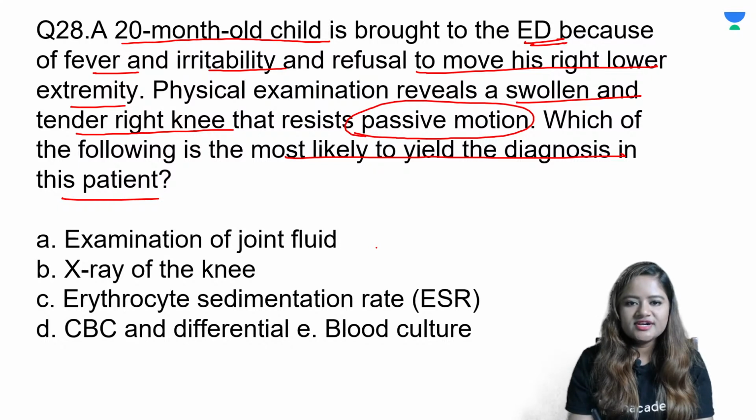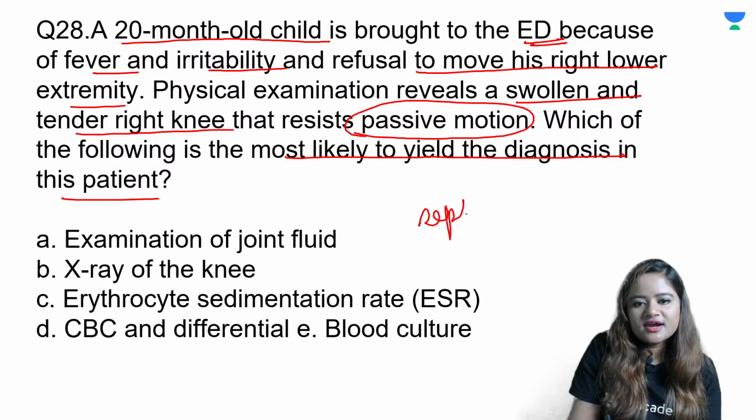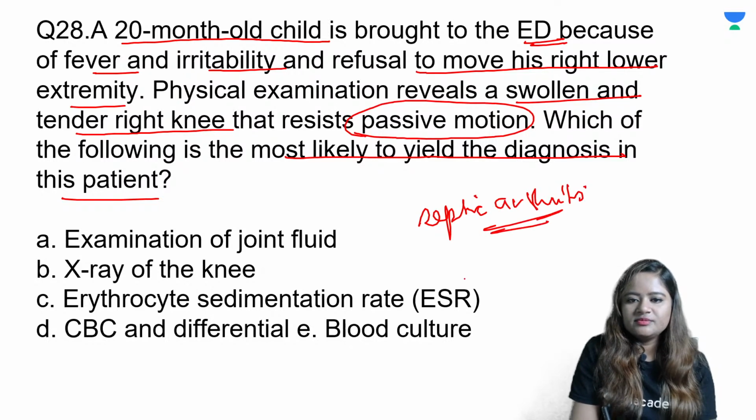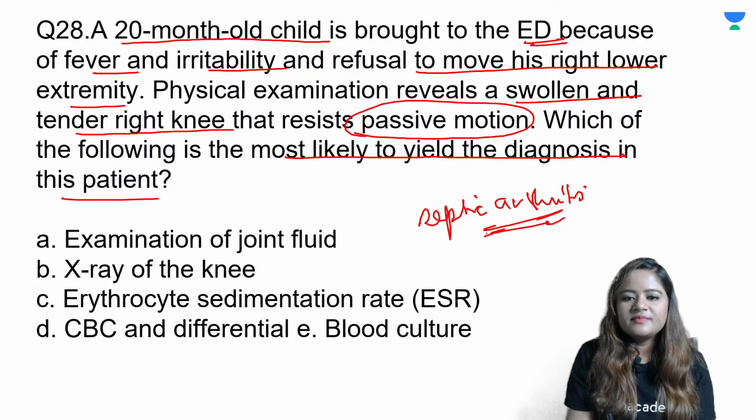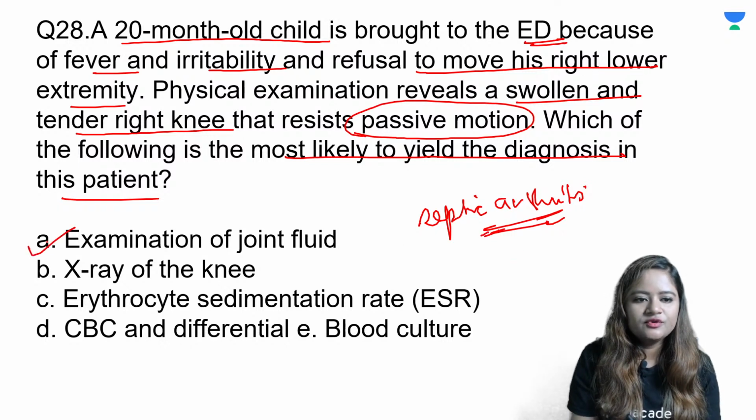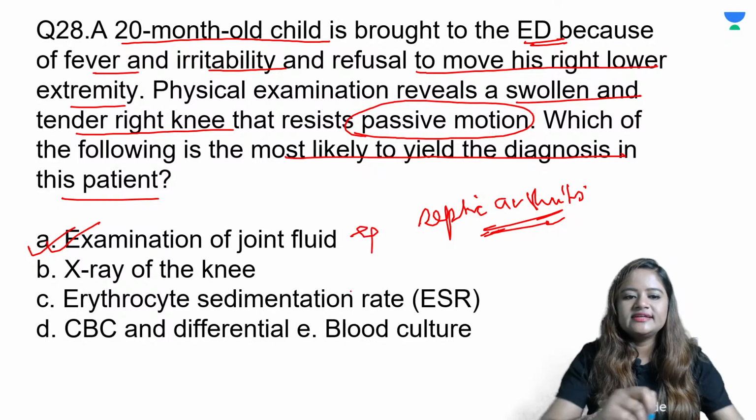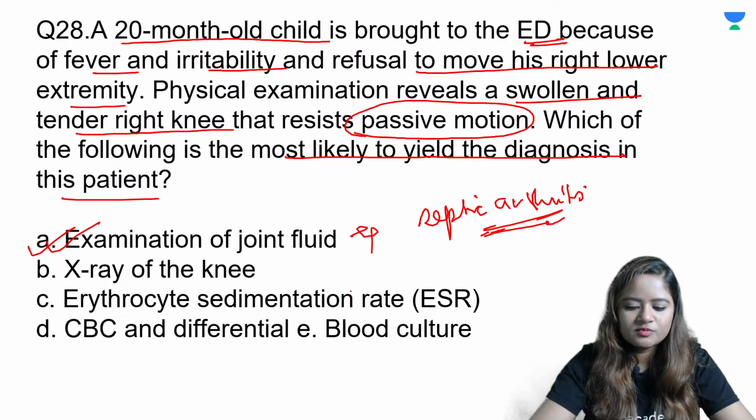Yes, it is septic arthritis. That's right. Very good. So in septic arthritis there's a lot of swelling and tenderness over the bone, which will not allow the passive movement also. So if you do a pus aspirate examination of the fluid over there, that is going to help you aid in the diagnosis. So the right answer is option number A.